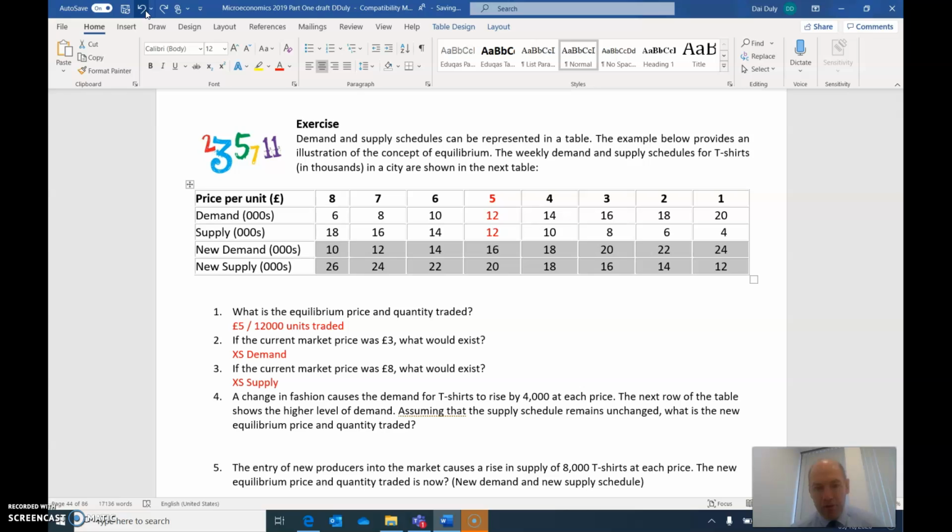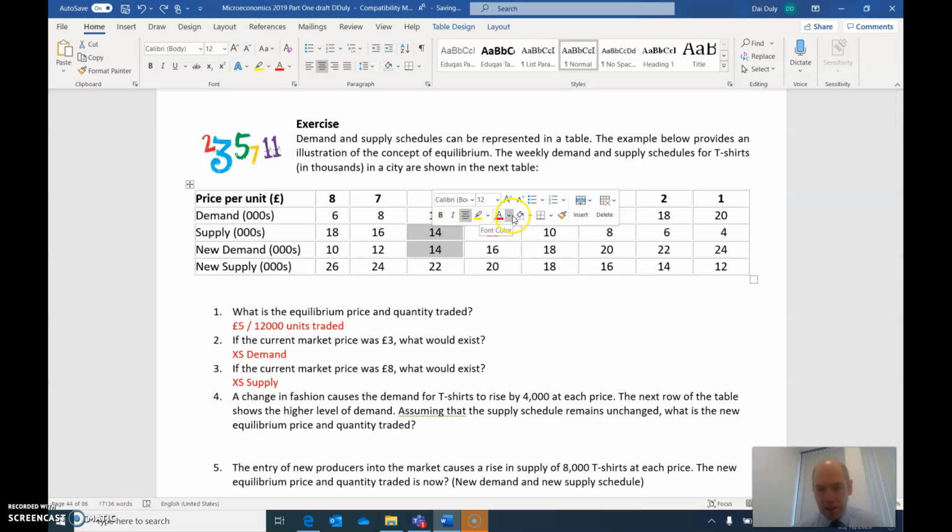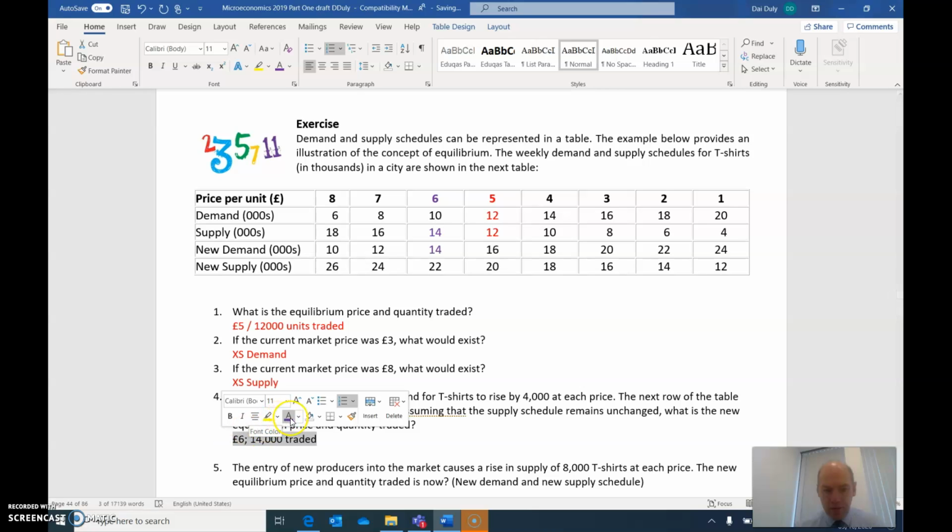Now, if demand had risen, I'm looking for where the existing supply curve and the new demand curve are equal, and you should find it's at a price, let me just change the color here, let's call it purple. At that price, £6, you have demand and supply equal. So that would be the new equilibrium, £6 with 14,000 traded. That's how you look for it. I'll just go back to red so it's easier to see.